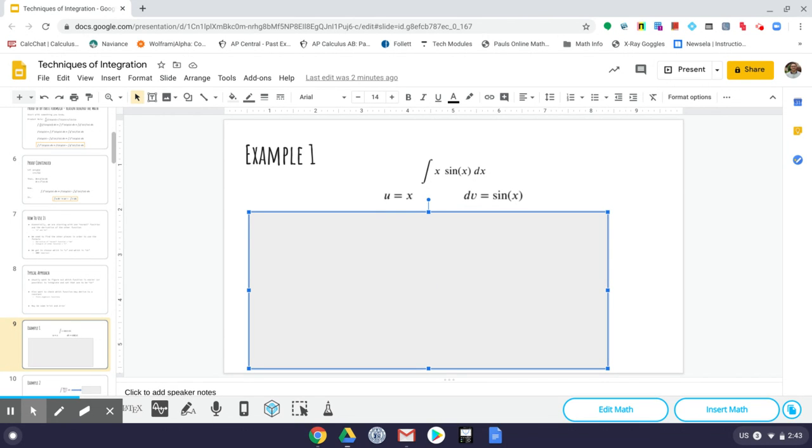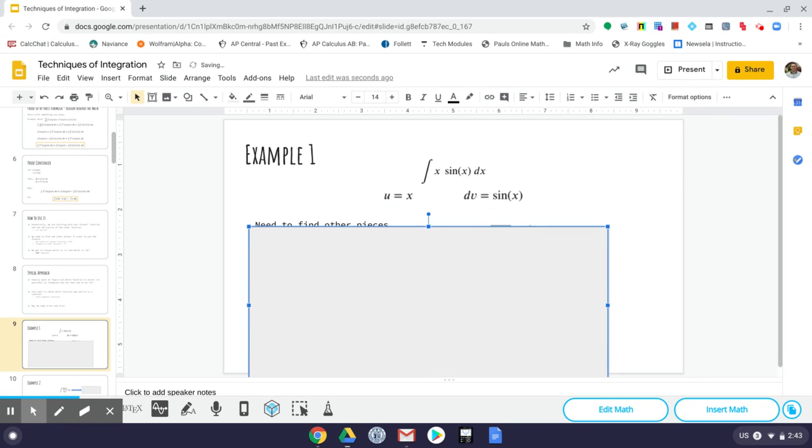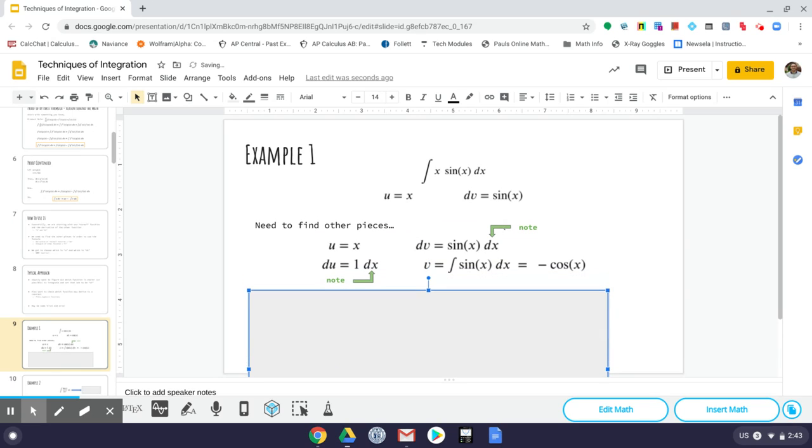Once we make that initial decision to split those two up, I need to find the other pieces. So in order to do that, I'm going to take u equals x and take its derivative. Well, the derivative of x is just 1. I need you to note, and I need you to be very careful about this, that you need to make sure you write this down every time: du is equal to 1 dx. That dx is going to be there because you took the derivative of u. It's a very, very important piece that comes up later in the formula.